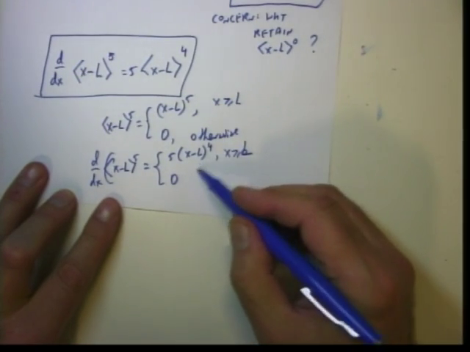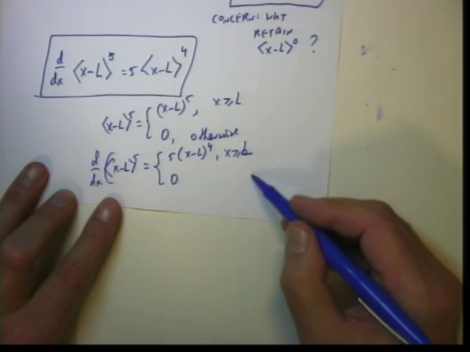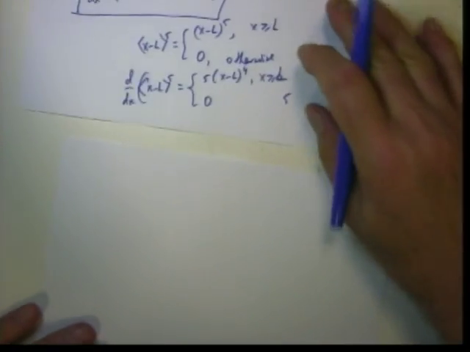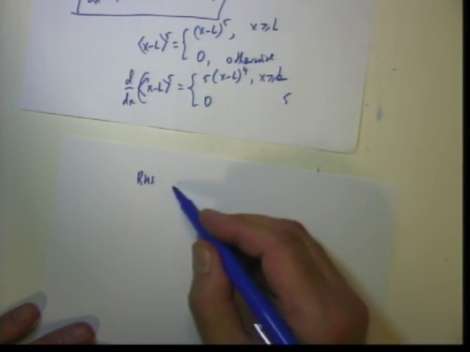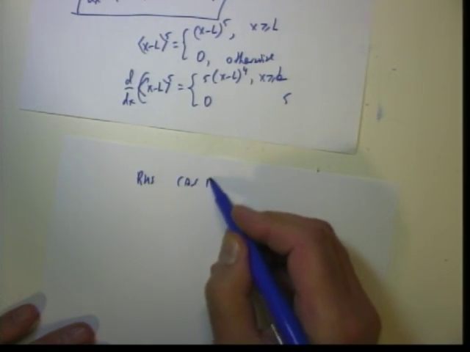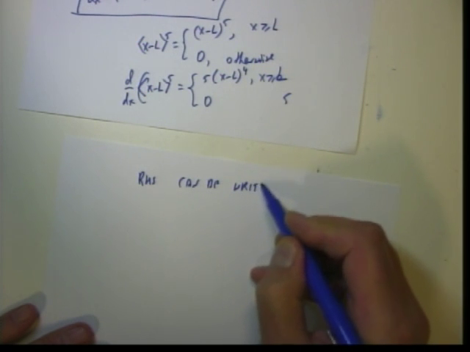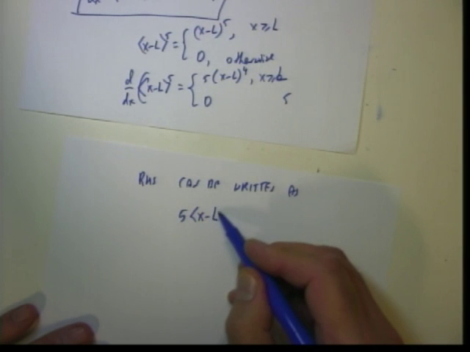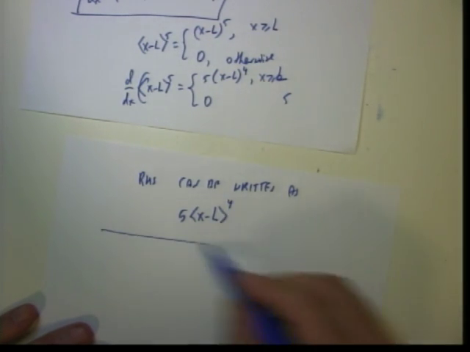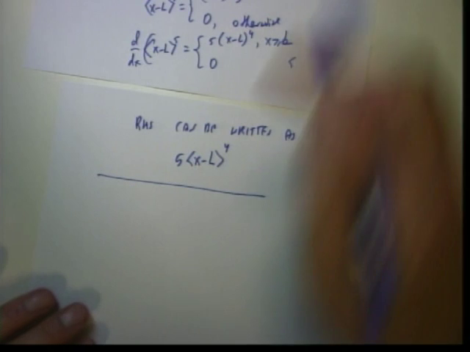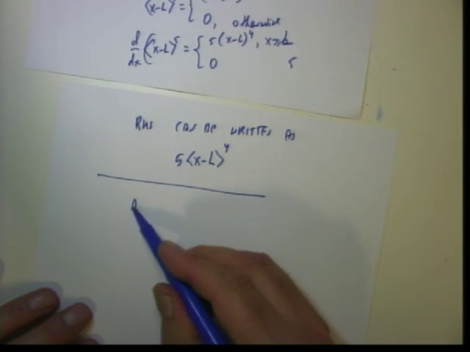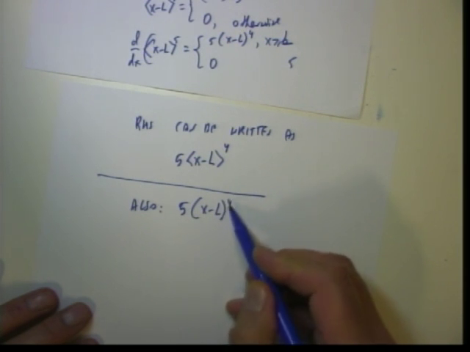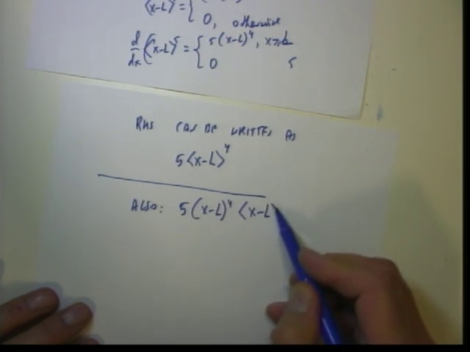And then I can observe that this could be written as 5 times x minus L in fourth power. But this also can be written like this. It equals 5 times x minus L in fourth power, times x minus L zeroth power.